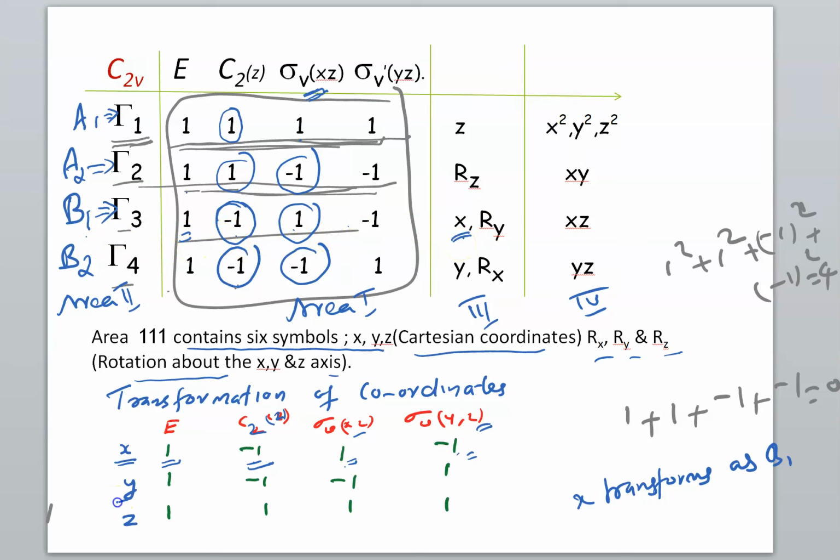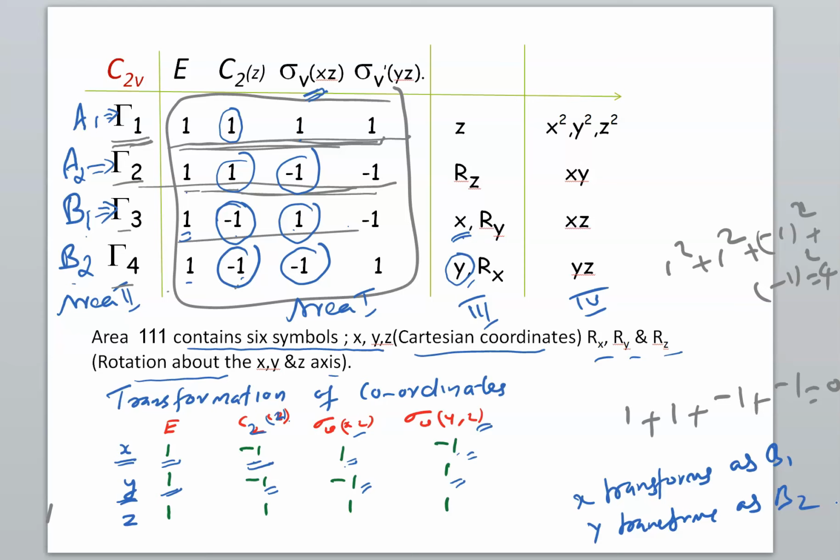Okay, and consider the y coordinate or y vector. E transforms y to itself, no change, 1. C2z, y becomes minus y, minus 1. Sigma v xz, y becomes minus y, therefore minus 1. Sigma v yz, y is itself, no change, 1. So 1, minus 1, minus 1, 1. Yes, it is there. Therefore, y is the basis for the B2 representation. Y transforms as B2. That is the term we are using.